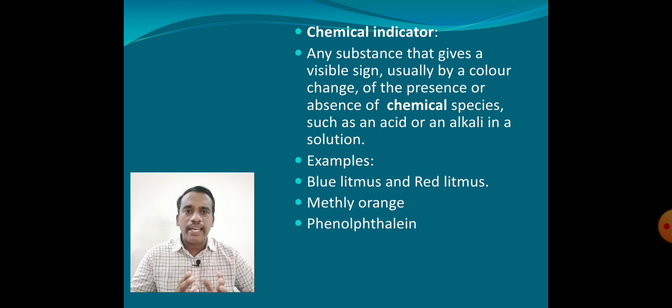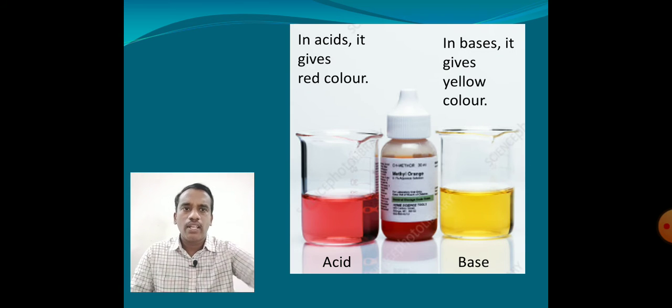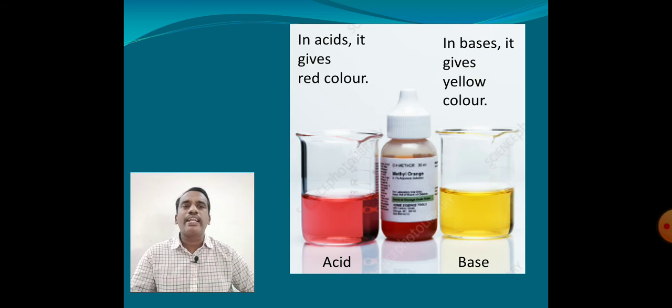It will indicate whether the medium is an acidic medium or a basic medium. Let us see how this indicator works. You can see the bottle in the middle. I have a methyl orange bottle here. It is an indicator. I had taken two beakers, and placed them on the left side and on the right side.